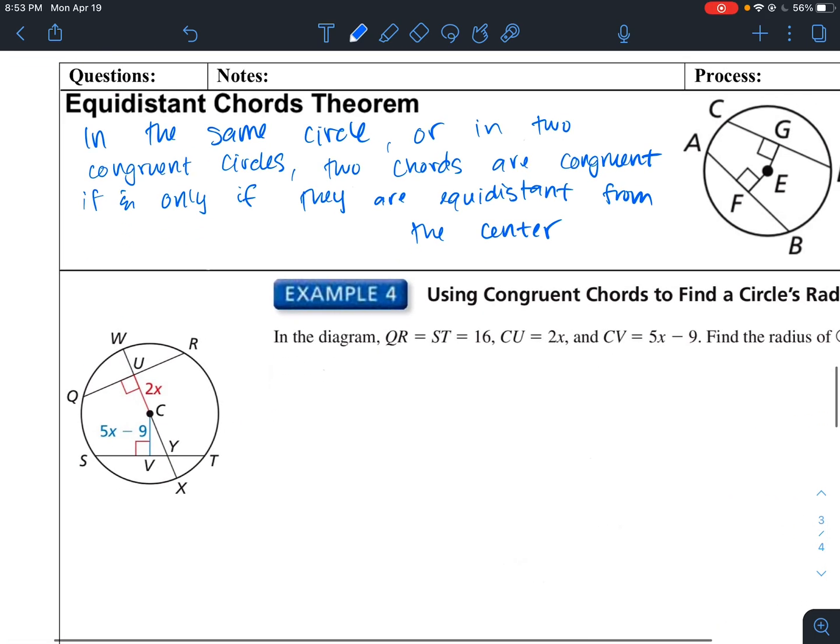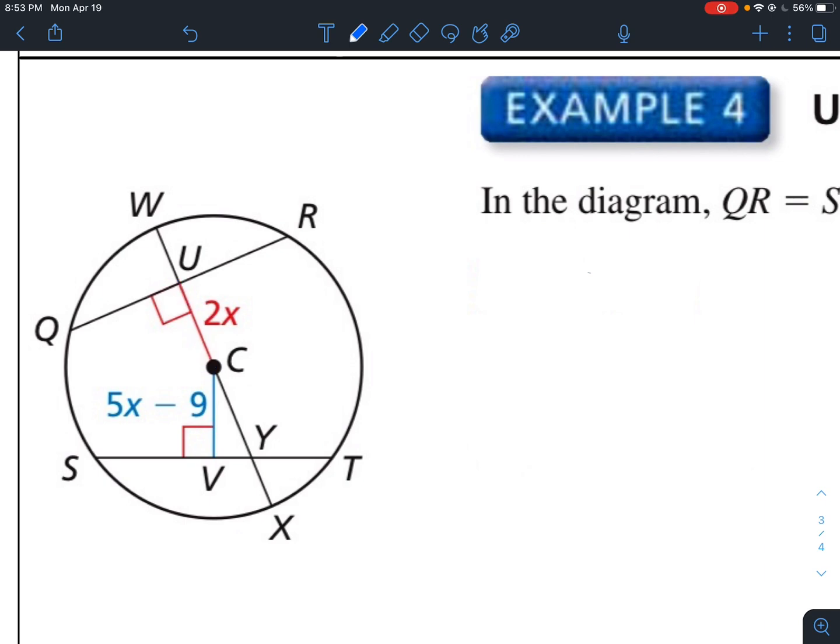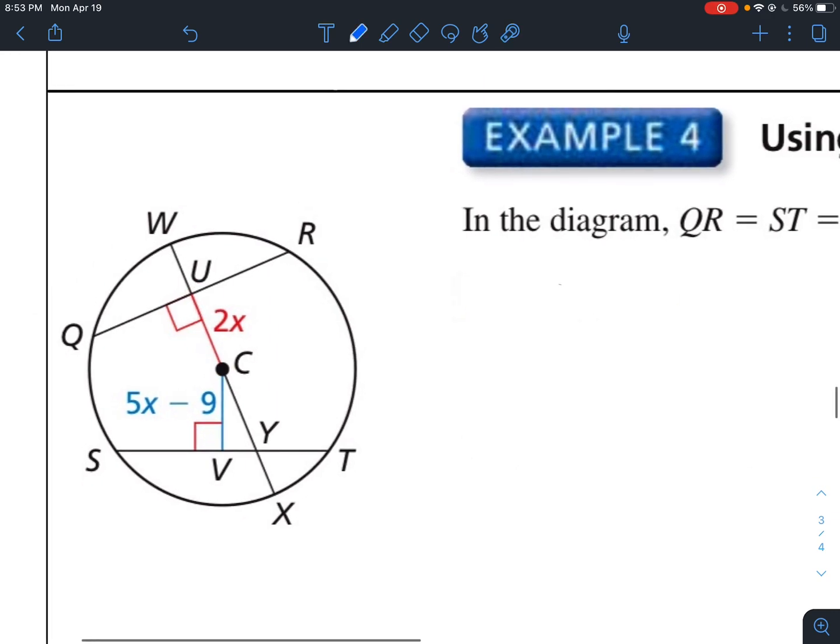So it says that if this right here is the same distance as this chord right here, that means that they have to be the same distance away from the center. So that means that CU has to be the same distance as CV. And we're given that these two segments are 2x and 5x minus 9. So I can actually set these equal to each other.